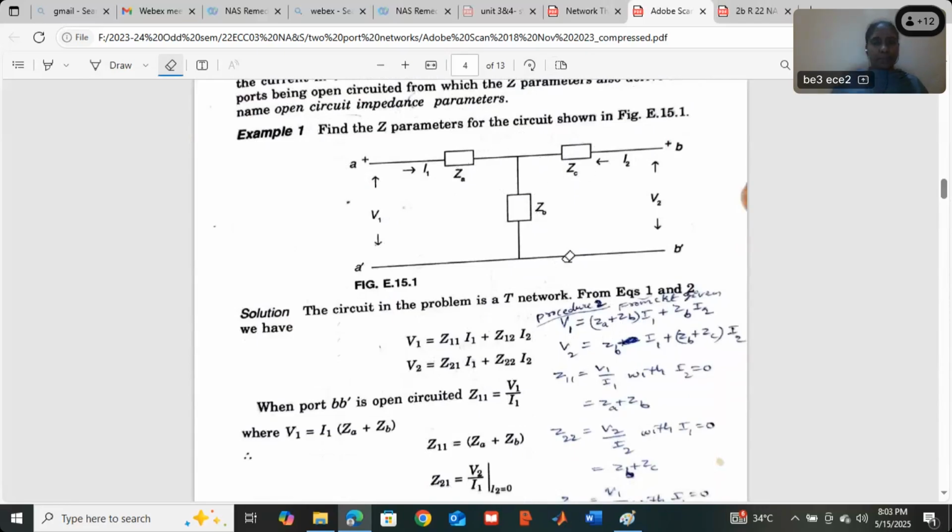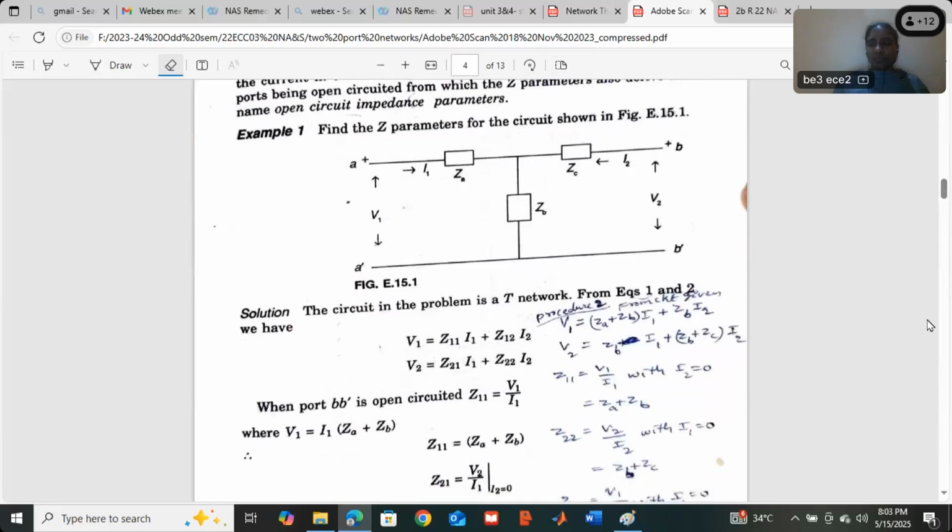You have 4 parameters in Z. What are they? Z11, Z12, Z21, Z22. Instead of getting the 4 formulas and substituting all that, here is the shortcut if a T network is there. These are resistors; in the problem, they will give 5 ohms, 3 ohms, 10 ohms like that. If you add these 2 at the input side, this is the value for Z11. If you add these 2 values at the output side, this is the formula for Z22. And ZB is the value for Z12 and Z21.